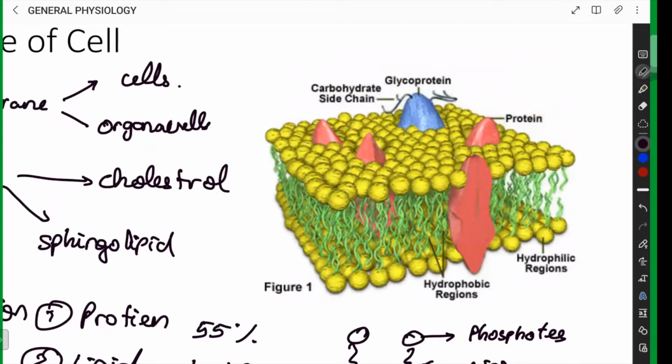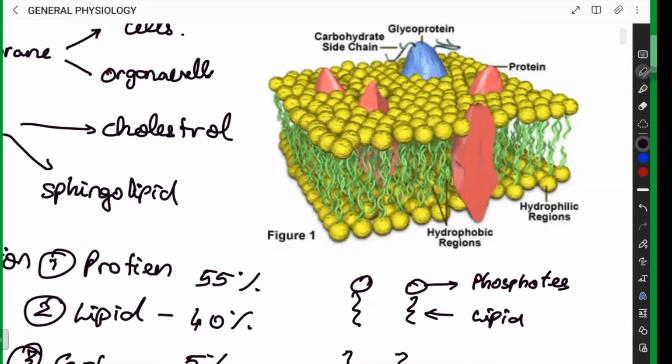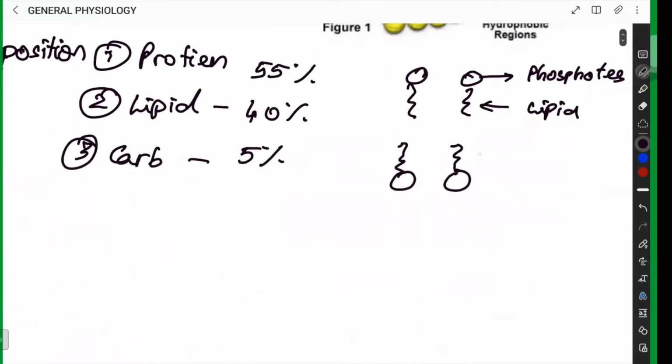In the outer aspect you're going to have phosphate. Apart from phosphate, what are the other things that are present? Glycoproteins are present. Carbohydrate chains are present. I'll come to that later. Now coming to the inner aspect. In the inner aspect, you're going to have lipid, isn't it?